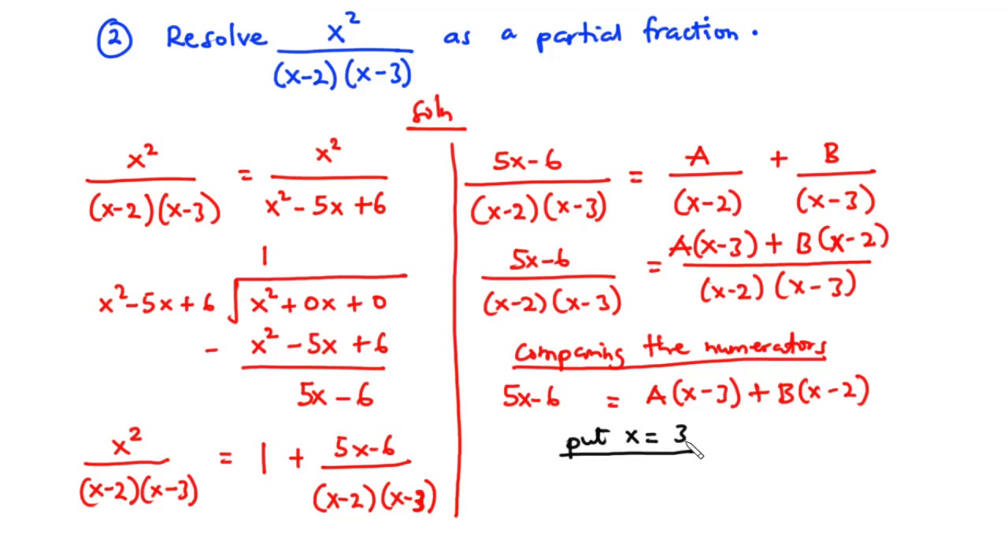So when x is equal to 3, we have 5 times 3 minus 6 equals A times 3 minus 3 plus B times 3 minus 2. 5 times 3 is 15 minus 6 is 9. So we have 9 equals, this goes to 0, 3 minus 2 is 1. So we have B equals 9.